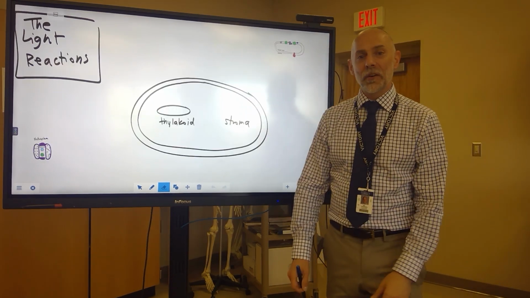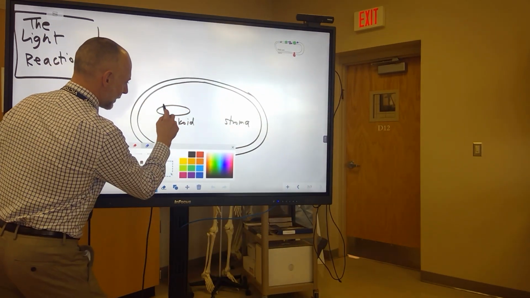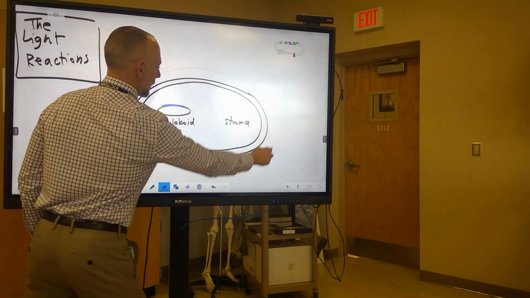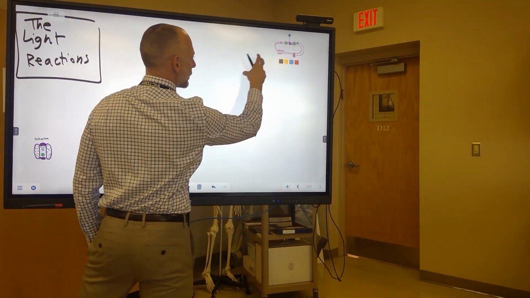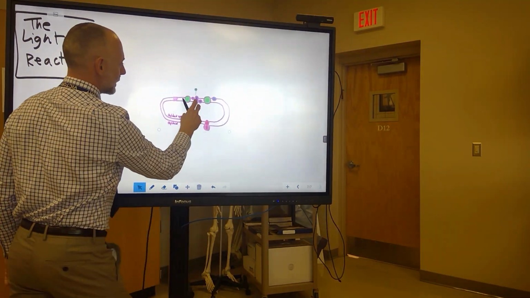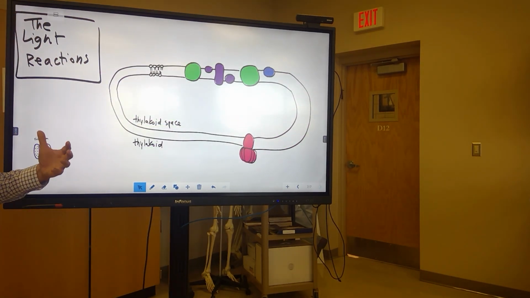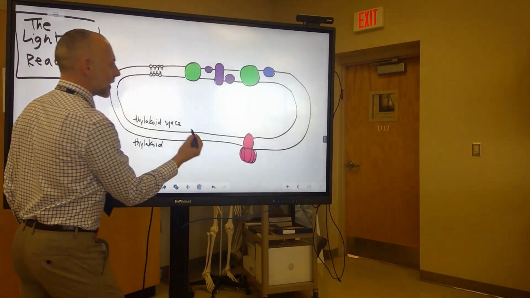Okay, we're going to focus in on the light reactions. Where are these occurring? They're happening right here on the thylakoid membrane. So for the rest of this, we're not going to be looking at this big picture of a chloroplast. We're going to zoom in on this picture of one thylakoid.